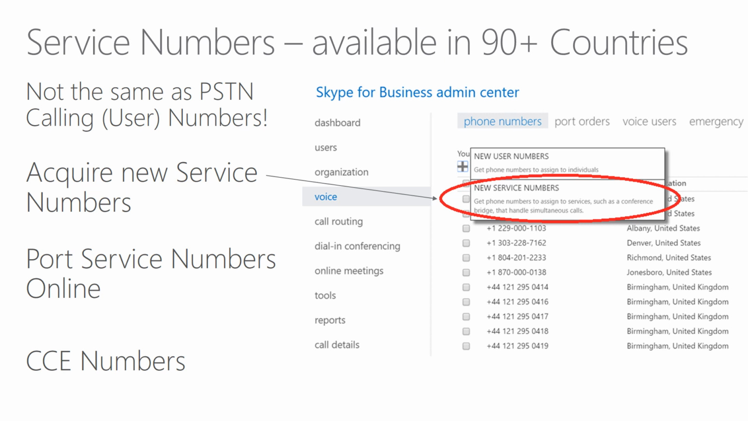You can port service numbers to online. That basically means that you create a new port order and you ask for your existing numbers to be migrated as a service number to online. And you cannot assign numbers from Cloud Connector Edition to your Auto Attendant or call queue.